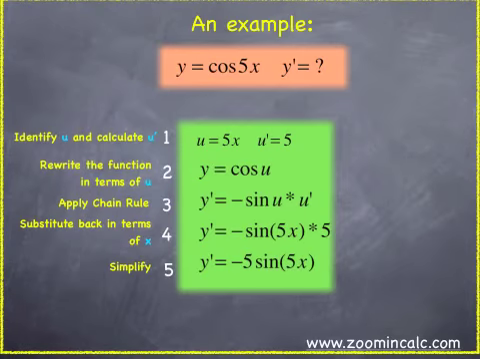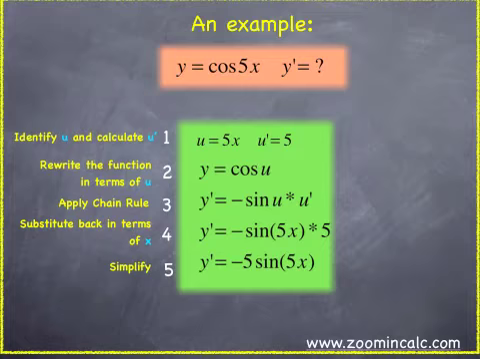So, let's start with the trig example. We have a function, cosine of 5x, and we want to take the derivative, and it probably would make sense in this case to use chain rule. So, step 1, identify u. U in this case is going to be 5x.